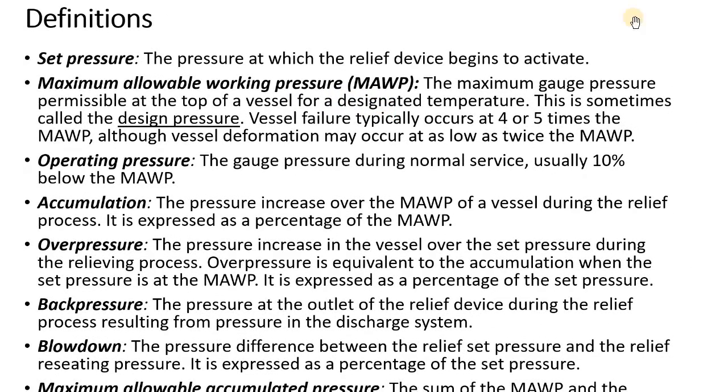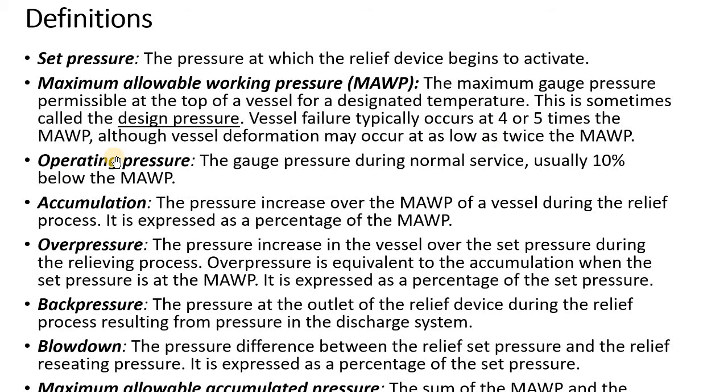If you want to know more, it is sometimes called the design pressure as well, because you're designing the vessel to withstand that maximum pressure. And usually, from experience, vessel failure typically occurs at 4 or 5 times the maximum allowable pressure. So it will blow at about 4 to 5 times. That means there is a lot of safety factor there. That's why this sentence here says that although vessel deformation may occur as low as twice.